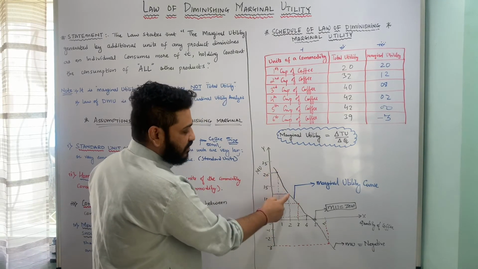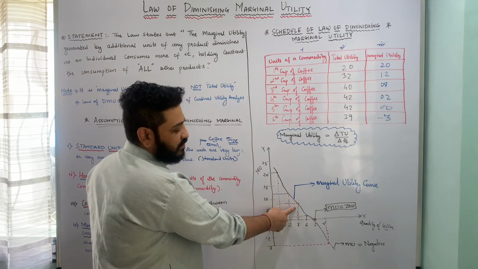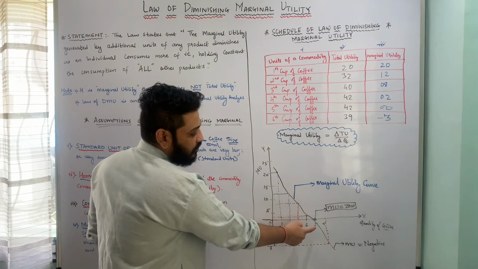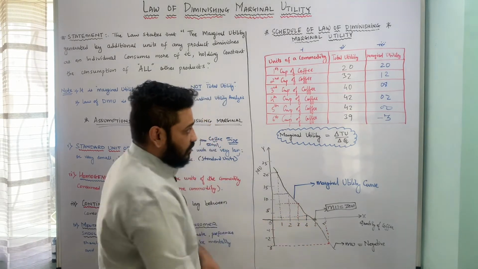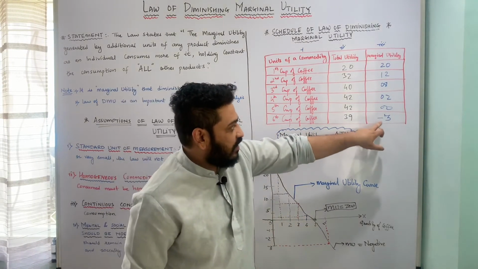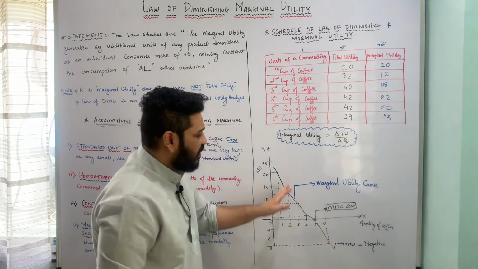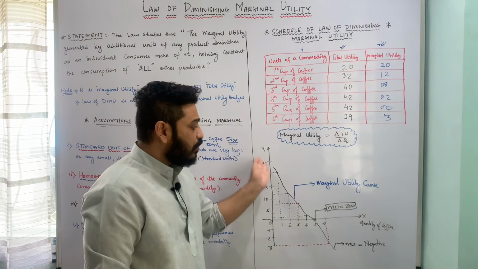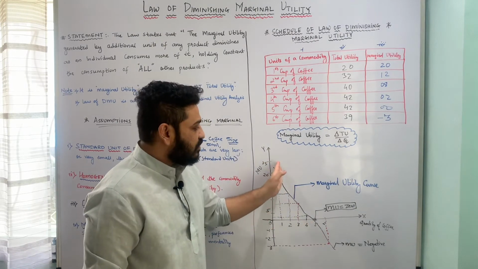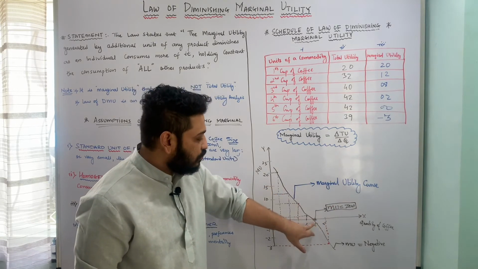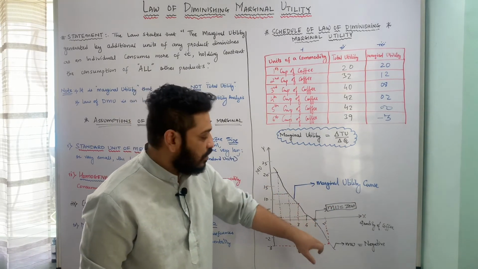At the second, it is coming to 12. At third, it is coming to 8. Fourth, it is coming to 2. Fifth is 0. And sixth, it is becoming negative 3. So negative 3 is given here. I join all these points and I get a downward sloping curve, and this is what the marginal utility curve looks like. It also reaches a point wherein it is 0 and then negative.